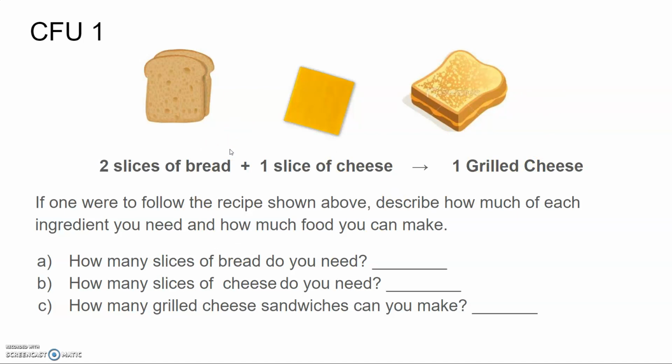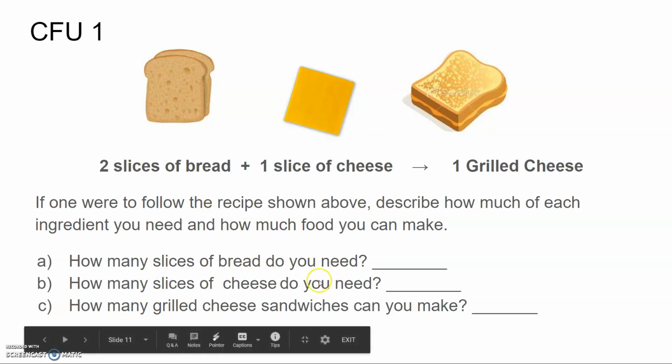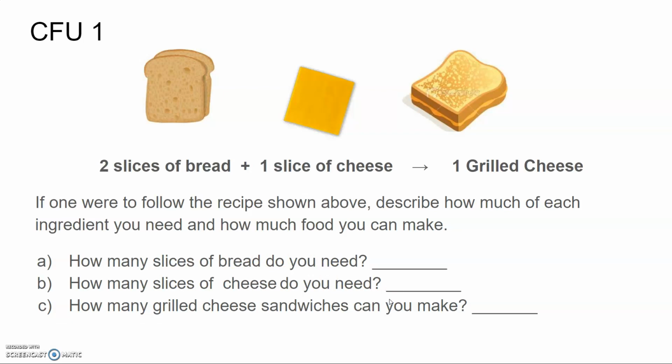So the question is, if one were to follow the recipe shown above, describe how much of each ingredient you need and how much food you can make. So basically, according to the recipe, how many slices of bread do you need, how many slices of cheese do you need, and how many grilled cheese sandwiches can you make? Go ahead and pause the video now. When you press play again, the answer will be revealed.